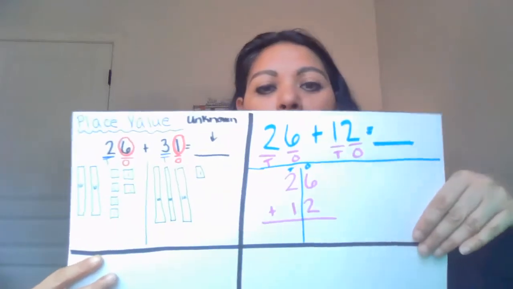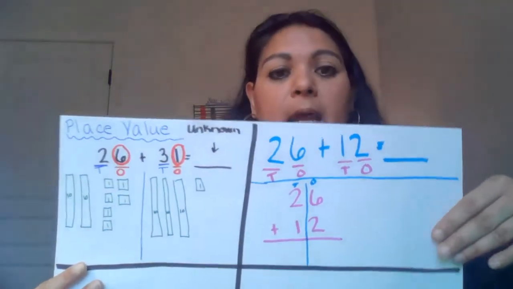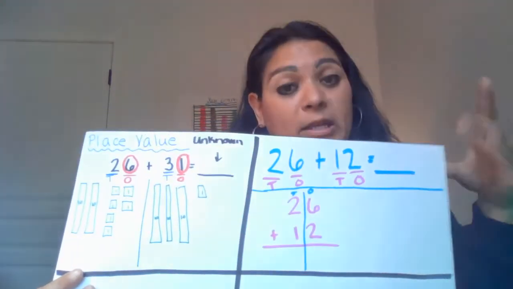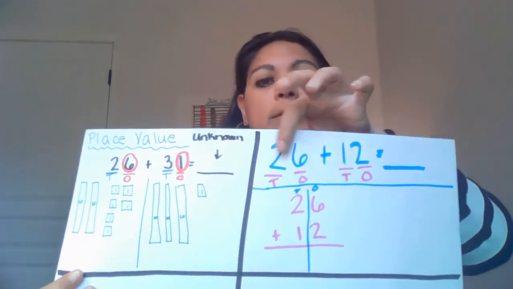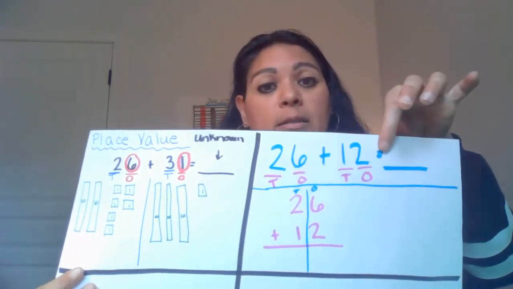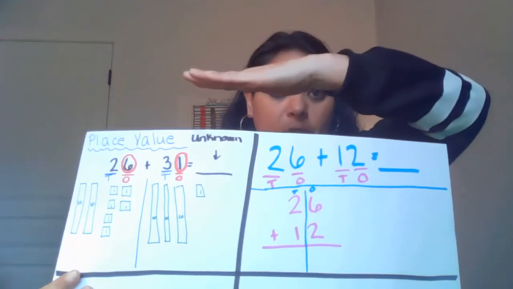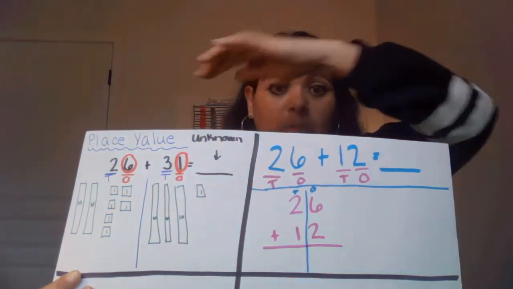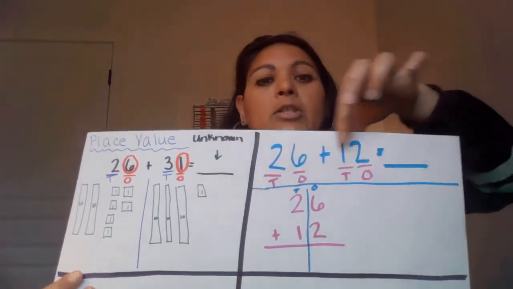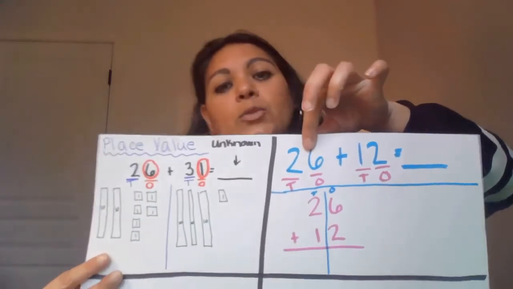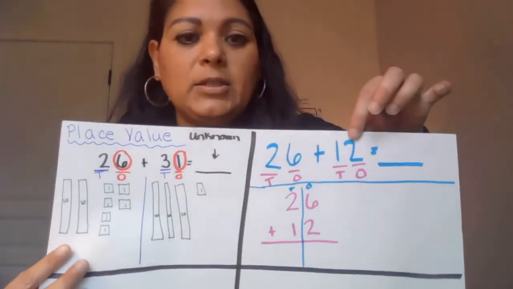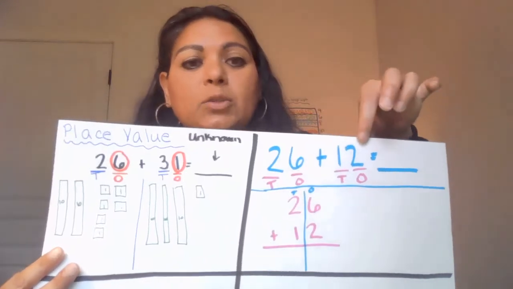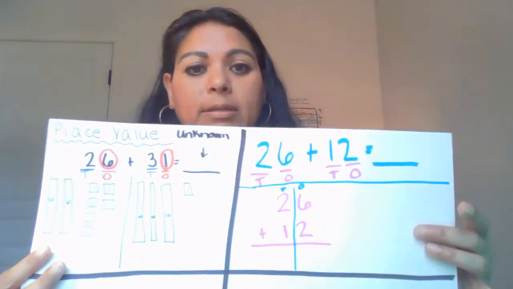When you are adding, you're going to be seeing equations posed in different ways. You're going to see an equation horizontally. That means across. If you put your hand like this, that's what horizontal means. So we see the first addend is 26. The second addend is 12. So 26 plus 12 equals, and what is our sum?